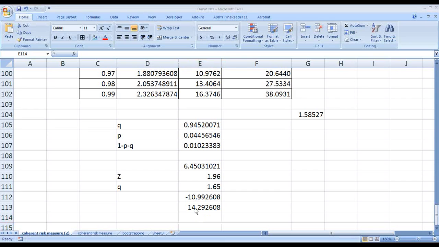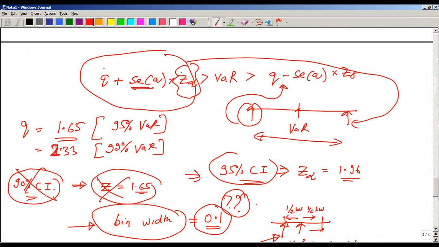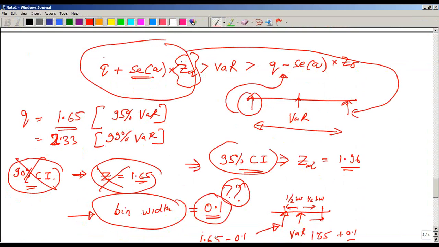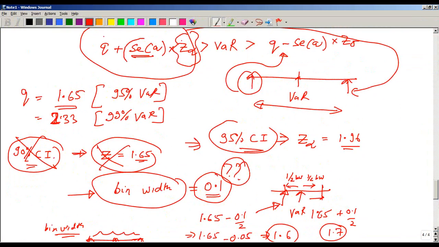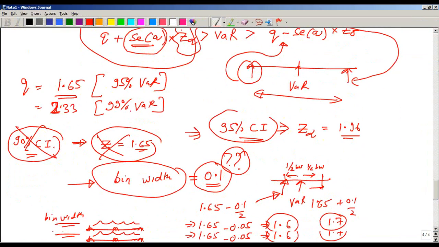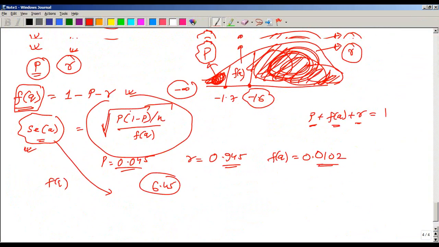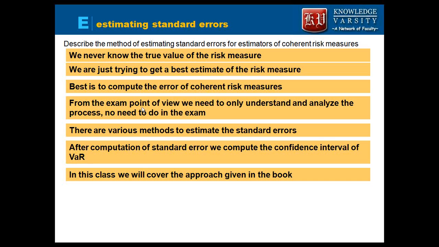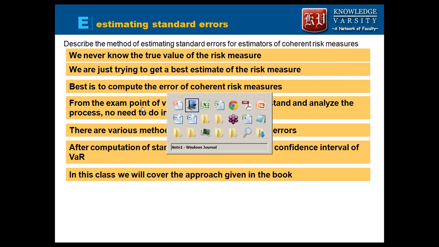So your VaR estimate is from minus 10 to 14, which is a very wide estimate as of now. You are saying VaR is minus 1.65, but in reality it is between this range. So this is how you would create the confidence interval for the VaR. For that you need to know this standard error. Now we need to understand some implications.